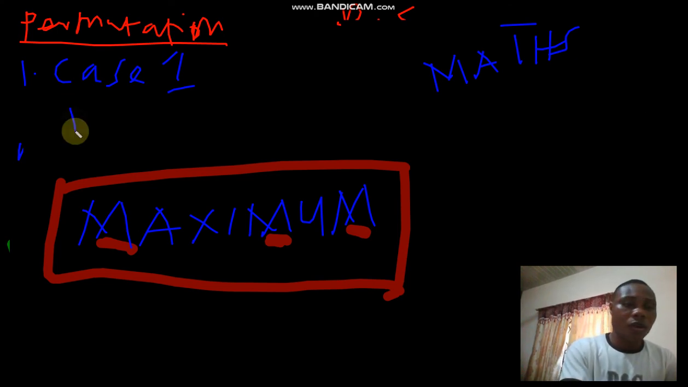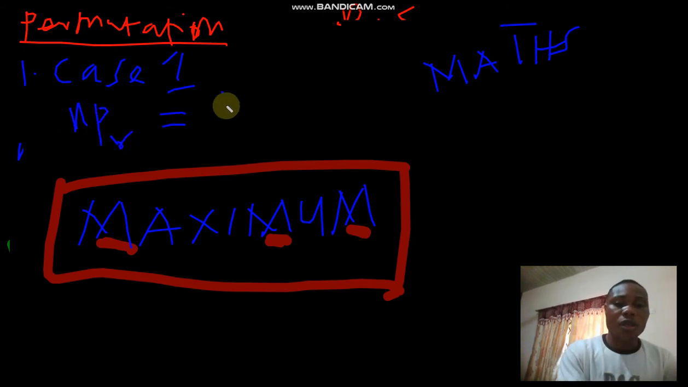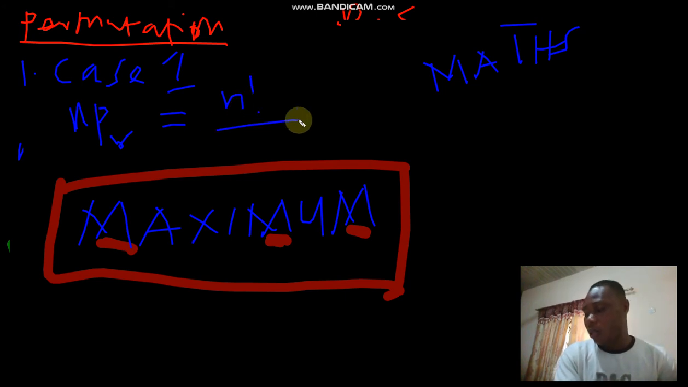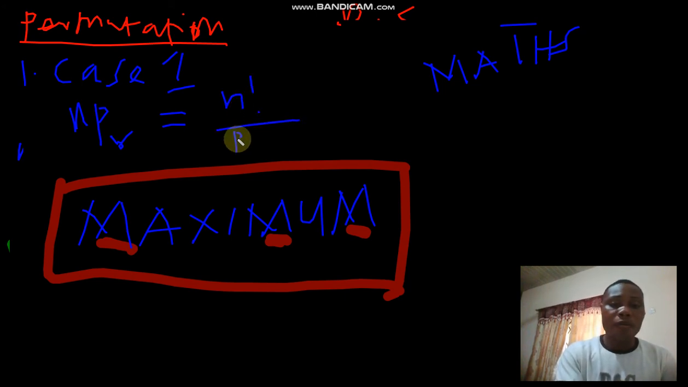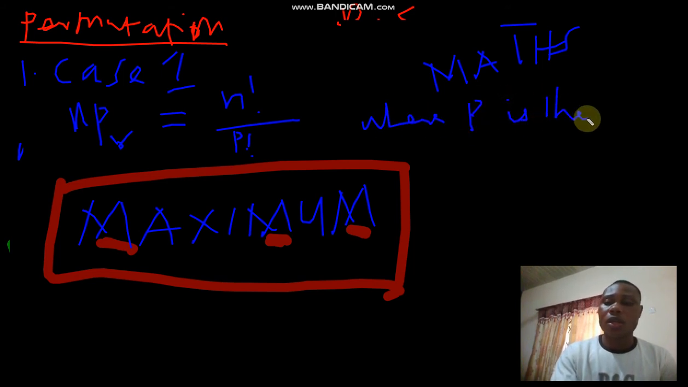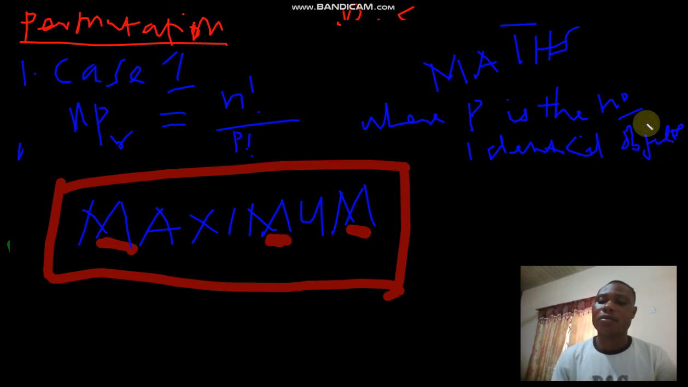Our new case for nPr is just going to be n factorial over p factorial, where p is the number of identical objects. Please pardon my writing. Since you can hear it, then it means you can do it. Where p is the number of identical objects.